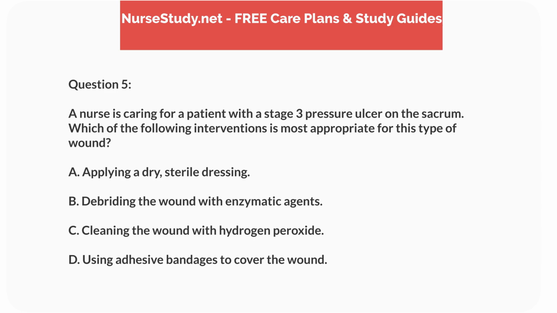Question 5. A nurse is caring for a patient with a stage 3 pressure ulcer on the sacrum. Which of the following interventions is most appropriate for this type of wound? A. Applying a dry, sterile dressing. B. Debriding the wound with enzymatic agents. C. Cleaning the wound with hydrogen peroxide. D. Using adhesive bandages to cover the wound.